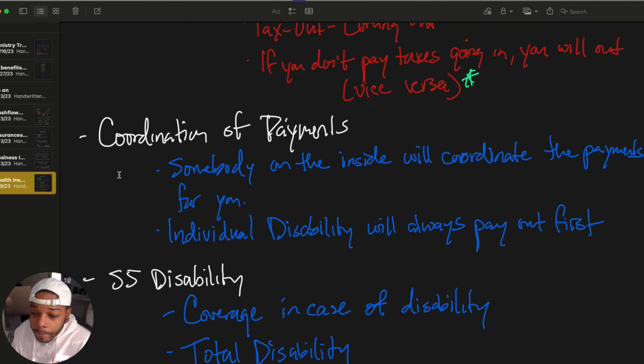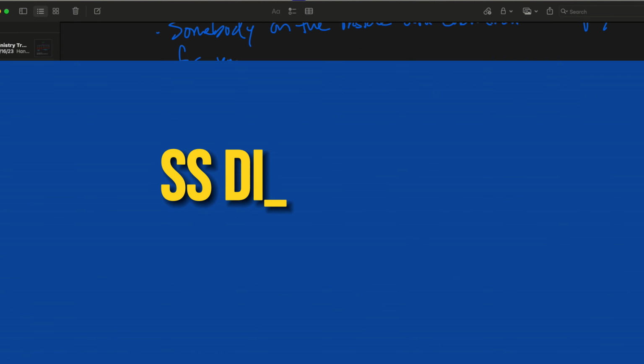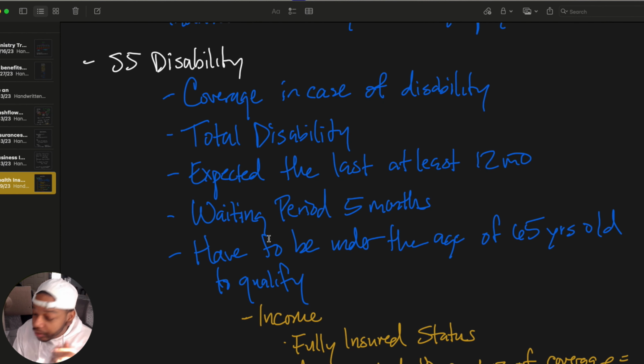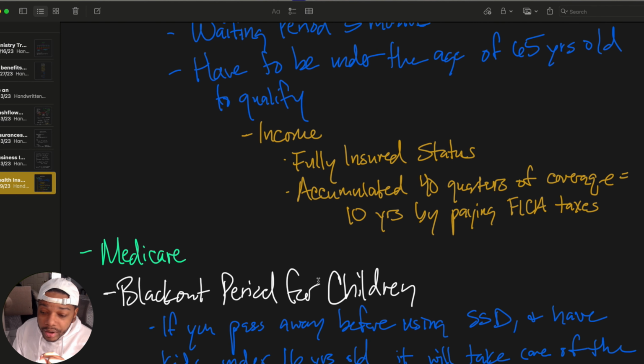So next thing. Coordination of payments. This is somebody on the inside coordinating the payments for you, right? This is pretty much individual disability. Of course, individual disability will always pay out first, okay? Now we have SS disability, right? This is, of course, like we mentioned before, if you get disabled, it covers that, right? The waiting period is usually 5 months. Expect at least 12 months out of them, be honest. And then you have to be at least 65 years or older to qualify, right?